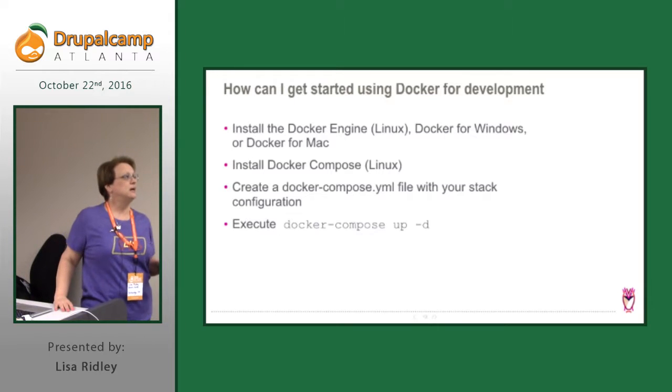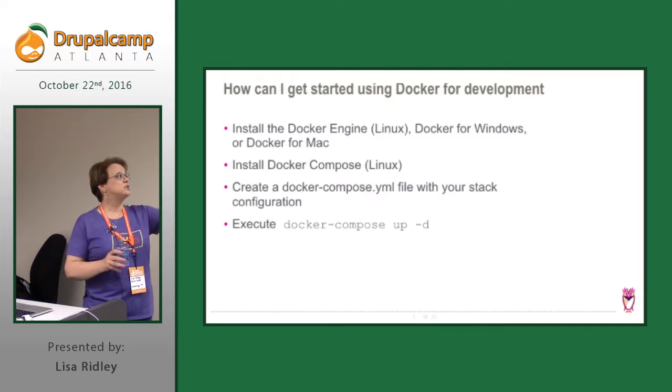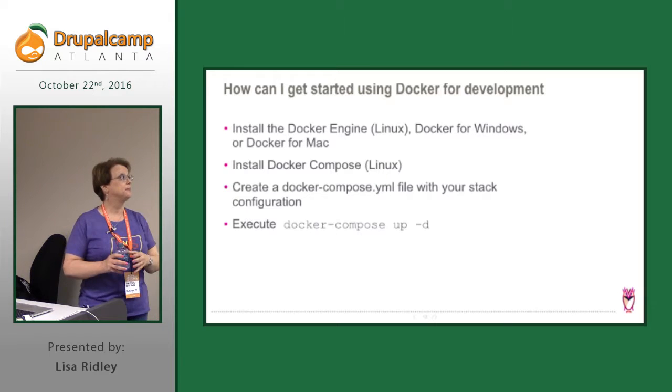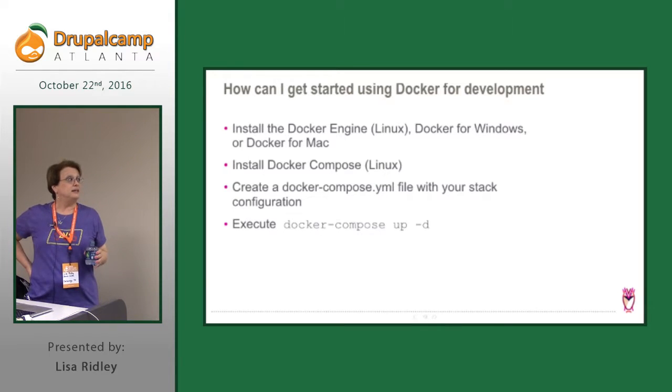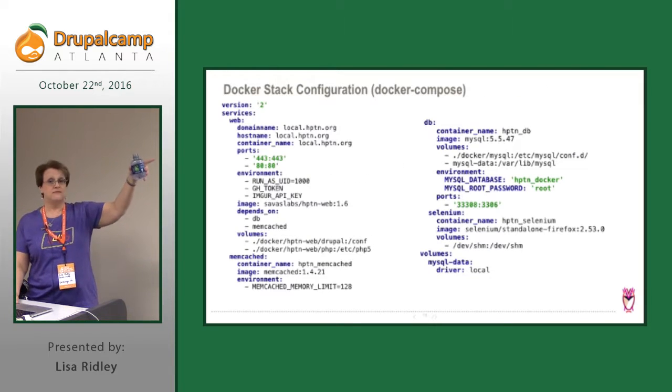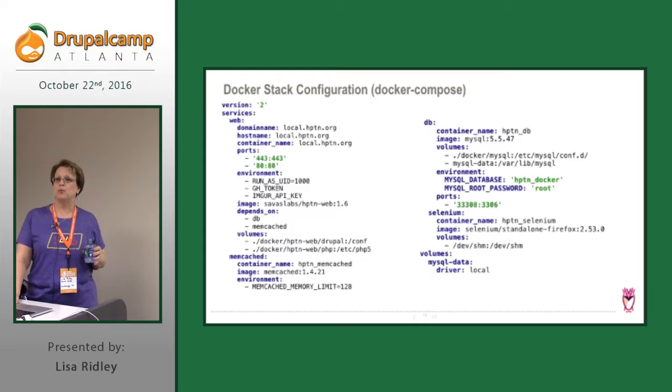If you're running Linux as your local development environment, you're going to want to install Docker Compose. If you install Docker for Windows or Docker for Mac, you're going to get Docker Compose as part of that package. You will create a docker-compose.yaml file with your stack configured in it, which was the file that we looked at. This one's a little bit complex, but there are some out there that are a lot simpler, and I'll give you some sample projects that you can pull and use to get started if you want to start playing with Docker yourself.